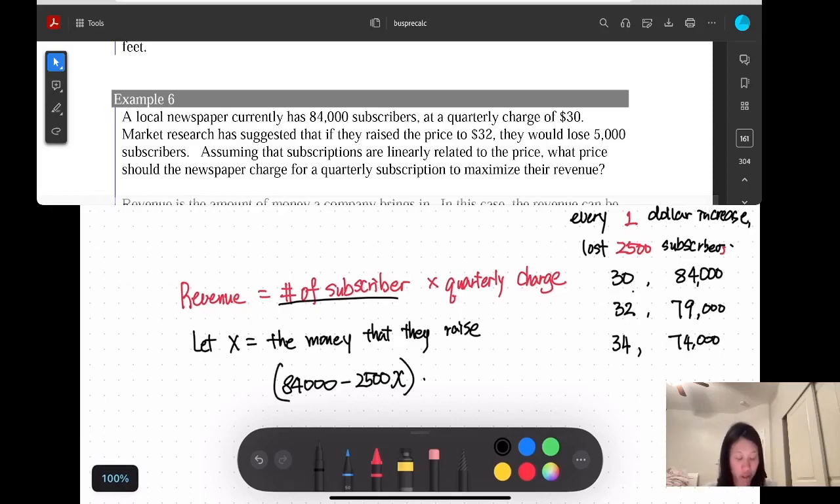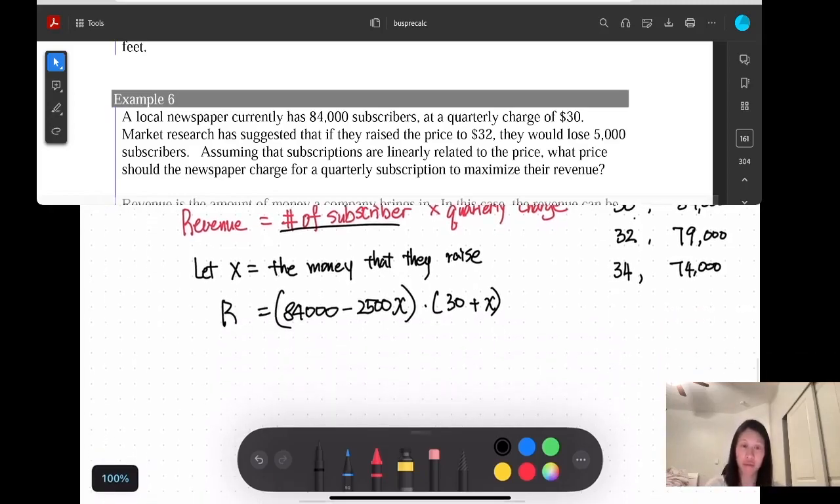And now we need to figure out the quarterly charge. Originally, the quarterly charge is 13. Now you raise x amount of money. So that means it should be 13 plus x. So here is your revenue function. So after we got that, what do you do? You simplify it, right? By FOILing it.